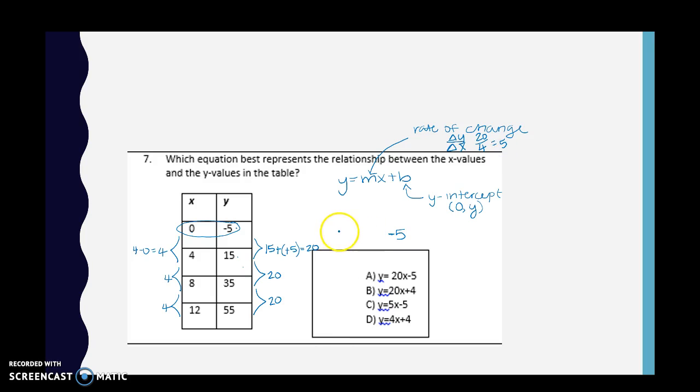So I'm going to plug that into y equals 5x minus 5. So do you have a match? Yes, C is a match.